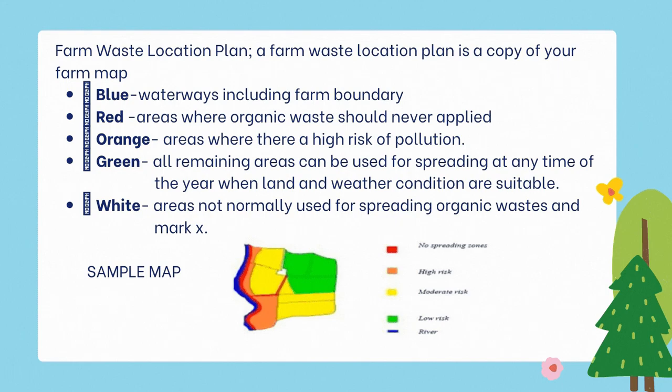Farm waste location plan. A farm waste location plan is a copy of your farm map. In this picture, you can see that the blue color is the waterways, including the farm boundary. The red marks areas where organic waste should never be applied. The orange part marks areas where there is a high risk of pollution. The green part, all remaining areas, can be used for spreading at any time of the year when land and weather conditions are suitable. And the white areas are not normally used for spreading organic waste and are marked X. This is the sample map, as you can see.